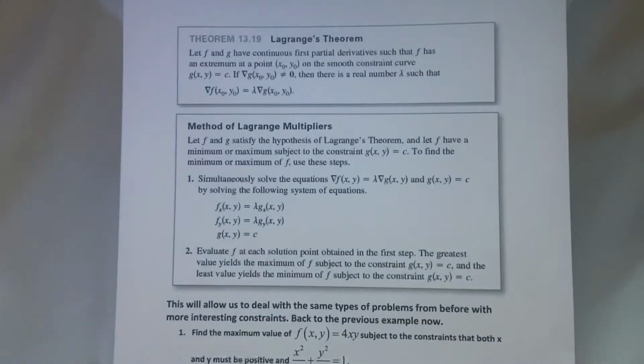So let's first talk about Lagrange's theorem. Let f and g have continuous first partial derivatives such that f has an extremum at a point (x, y) on the smooth constraint curve g of xy equals c. If the gradient of g is not equal to 0, then there is a real number lambda such that the gradient of f at that point equals lambda times the gradient of g at that point.